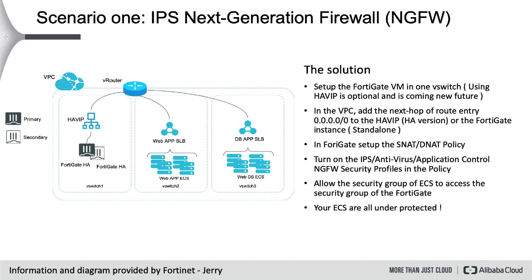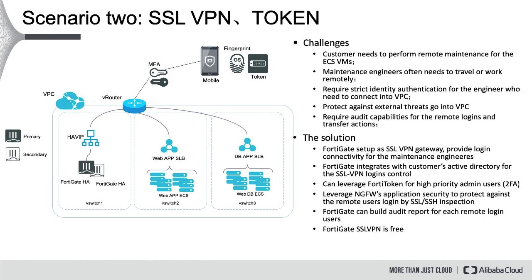And then you will allow the security group access of the ECS to the FortiGate. Okay, then your ECS are all under protection. When the ECS outbound to the internet, it will all go to the Fortinet. You can see the access log. You can block the troubled request, and this is the scenario to protect the outbound traffic. I will also show you in the demo how to protect the inbound traffic.